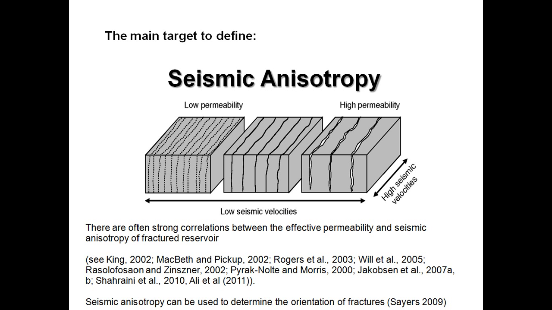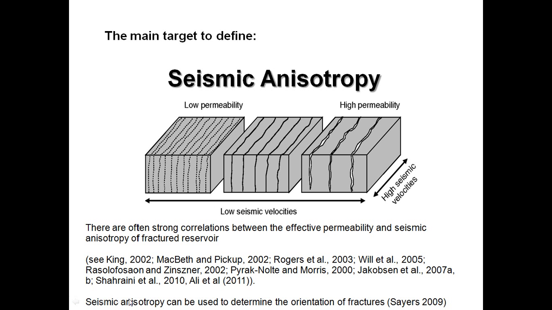We can see in this slide that many authors speak about the strong relation between seismic anisotropy and permeability. And it's quite logical, because the reason for the anisotropy can be related to the presence of fractures or lateral variation of lithology, and all these parameters are linked to permeability. So we can link anisotropy with permeability if this is the case.